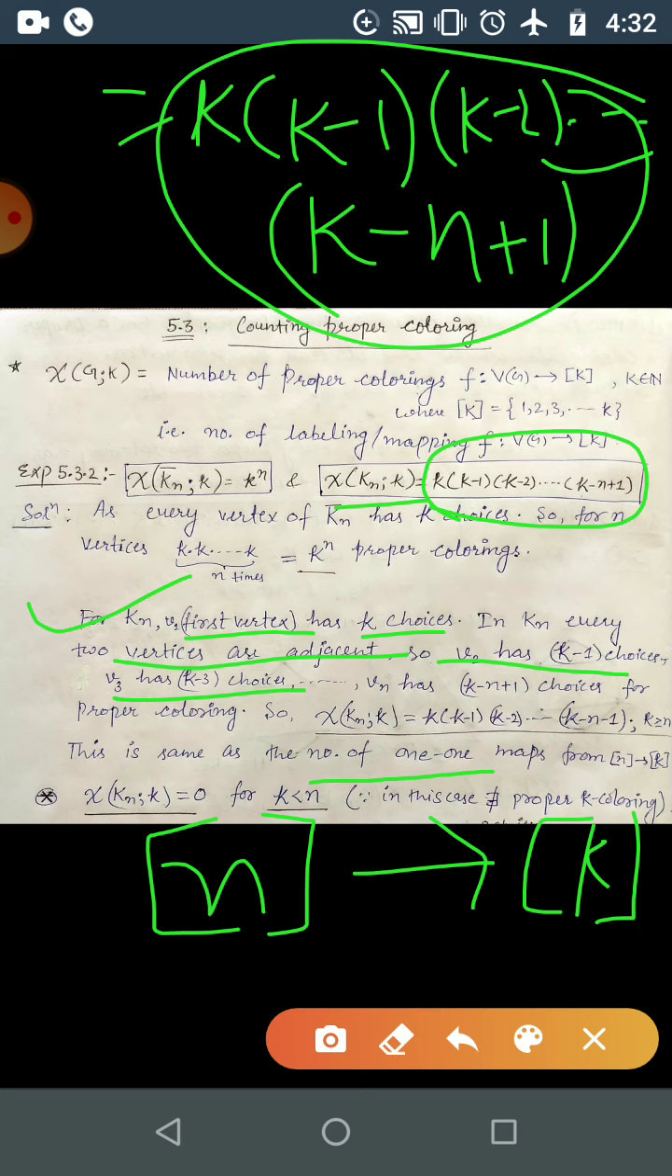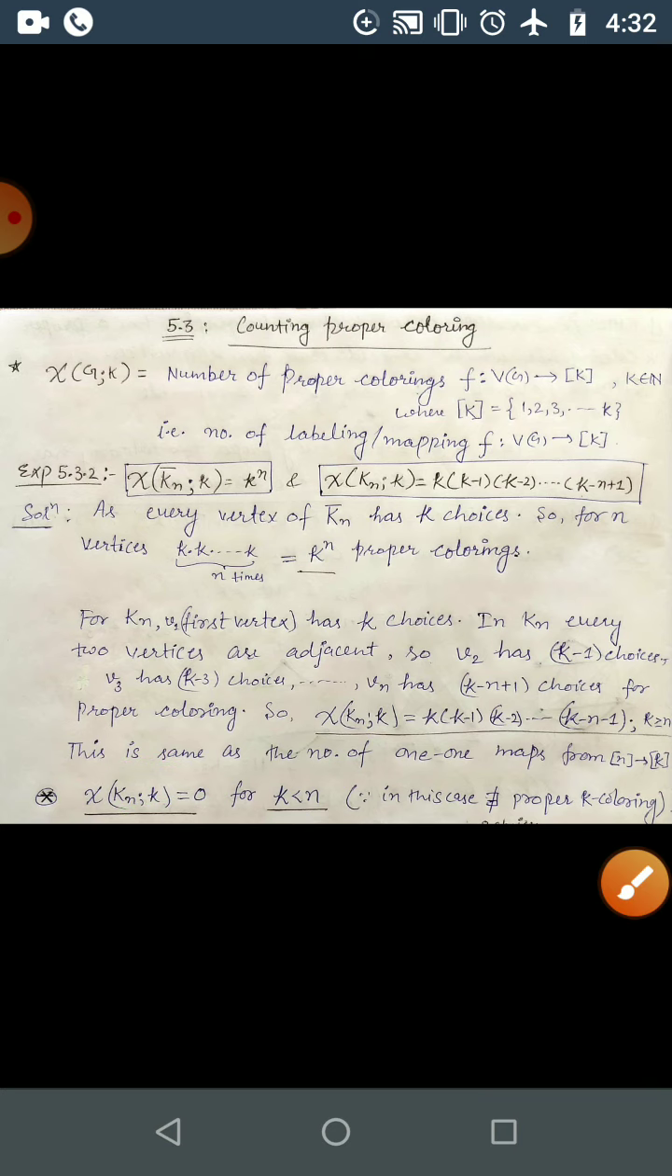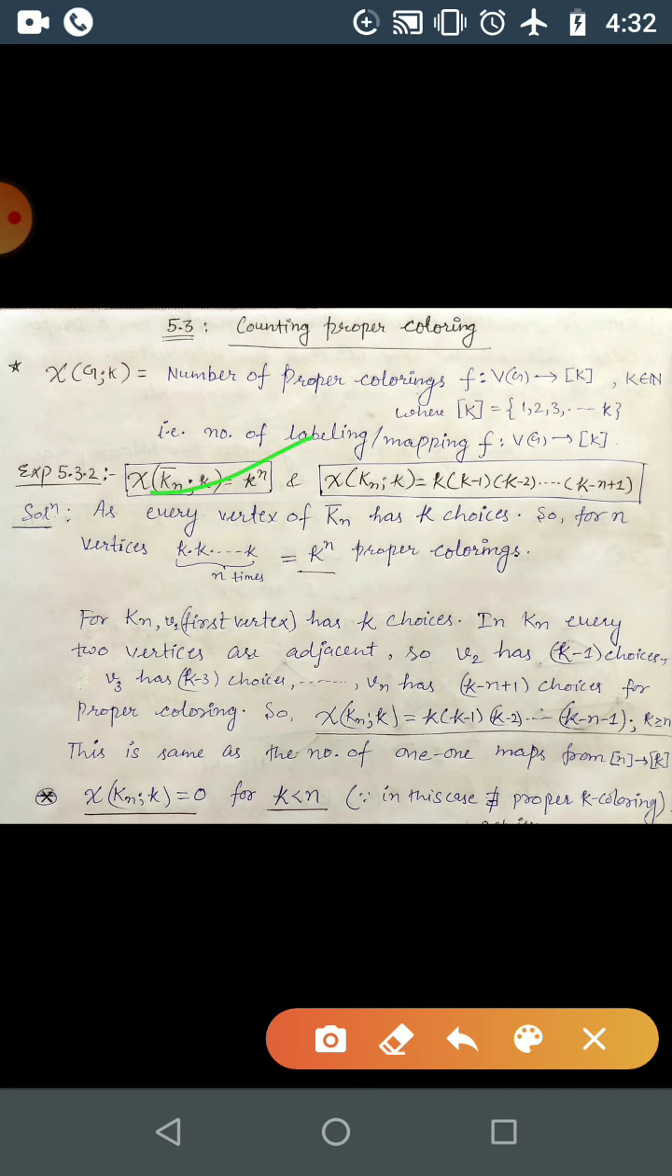And here n should be less than or equal to k, or you can just say k should be at least n, and whenever k is less than n, no proper coloring exists, because we need at least n colors to color the n adjacent vertices, correct? So I have just mentioned it: whenever k is less than n, the chromatic polynomial for Kn will be 0, because in this case no proper coloring exists, correct? So we can have some questions based on these two, correct?